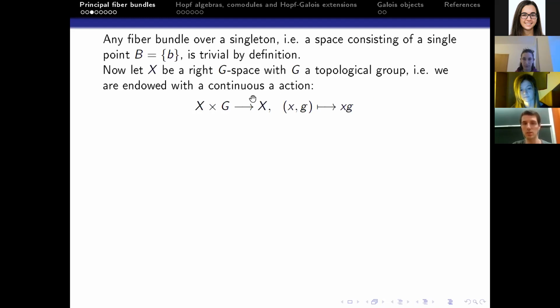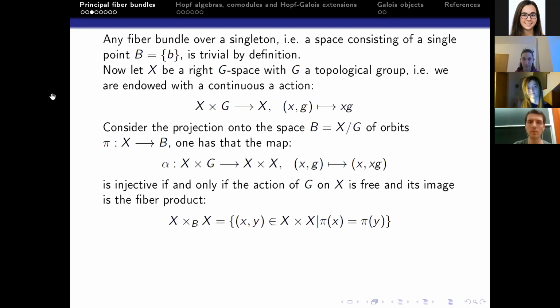And we are asking that this map is continuous. We can define another topological space B, which is the space of orbits of this action, and take the canonical projection that takes a point X into its orbit. Moreover, we are given a map, denoted by alpha, from the product X times G into X times X, which is the following, okay?